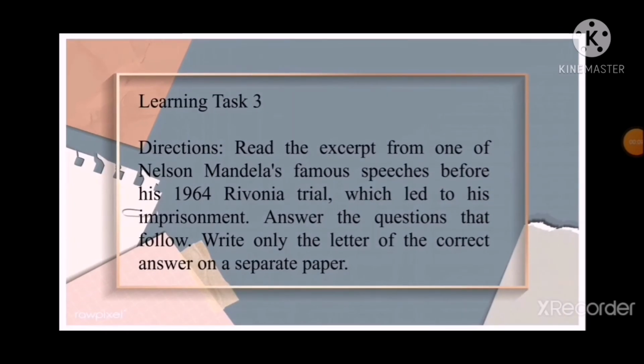For your next activity, you will listen to an excerpt from one of Nelson Mandela's famous speeches before his 1964 Rivonia trial, which led to his imprisonment. Answer the questions that follow. Write only the letter of the correct answer on a separate sheet of paper.